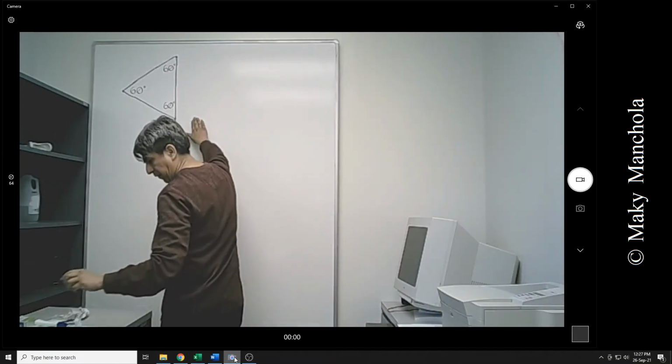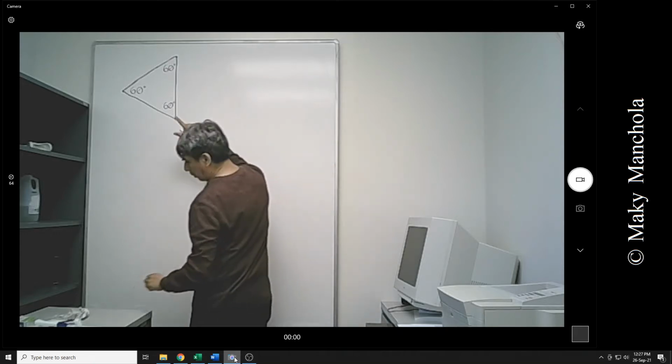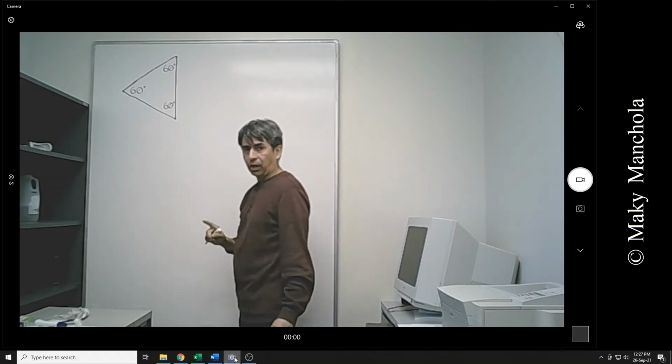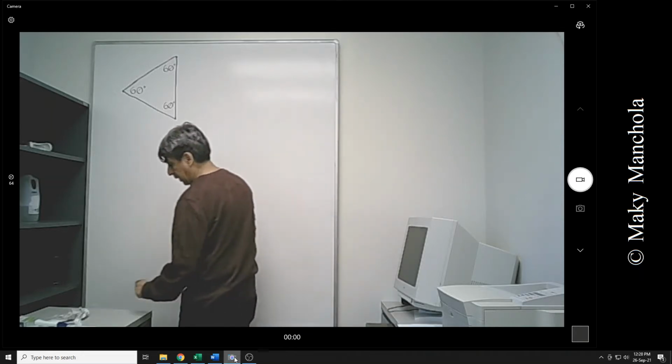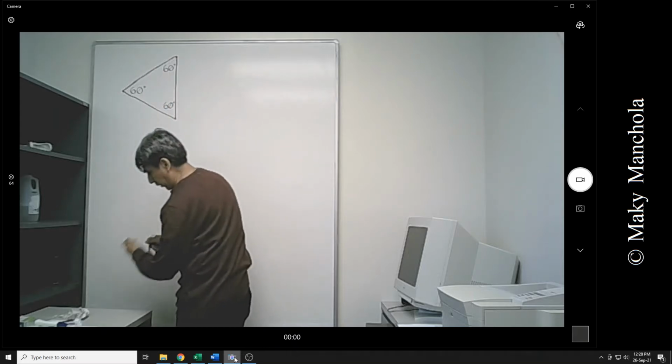Here we have an equilateral triangle. So all angles are 60 degrees and all sides are equal in length. So let's do the following.